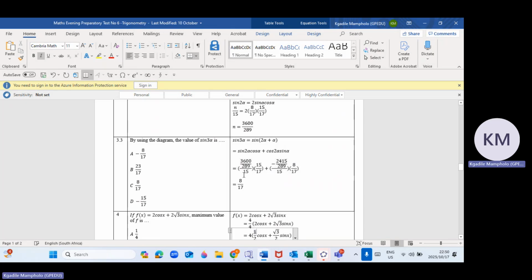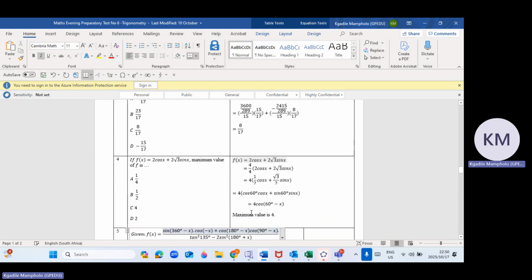So when you expand it, this will be sine 2 alpha cos alpha plus cos 2 alpha sine alpha. Now since you have the values for the 2 arms, you substitute. And when you substitute, you get the answer as 8 over 17.